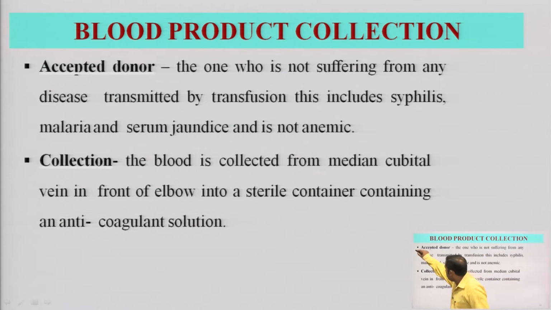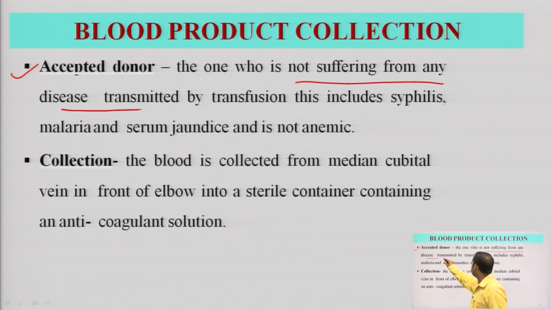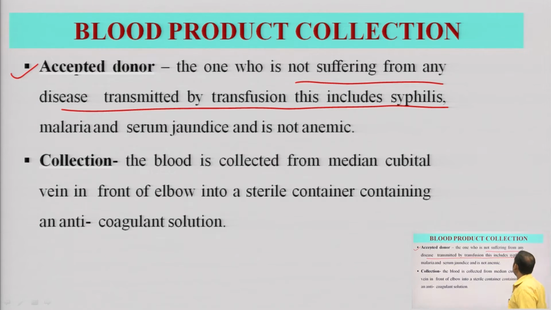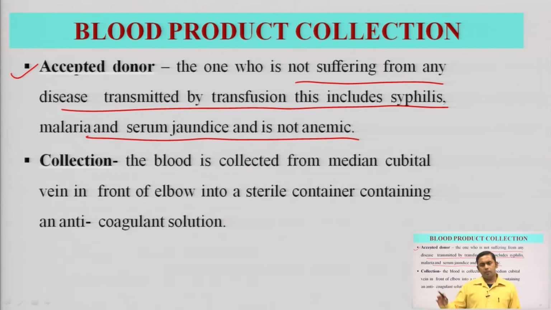First, let me tell you about the accepted donor, the one who is not suffering from any disease transmitted by transfusion. This includes syphilis, malaria, serum jaundice, or any kind of anemia. If you are completely free of these diseases, completely fit, and well, then you can act as a donor.